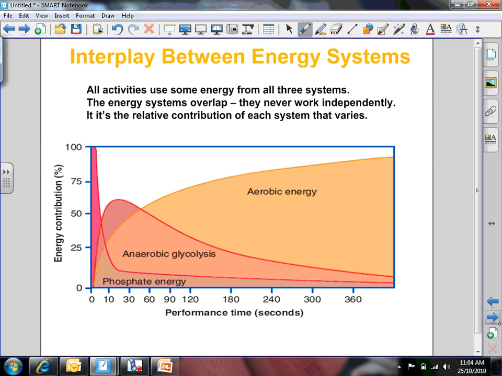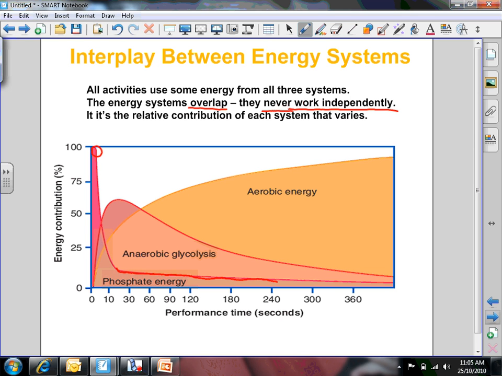Now, this graph looks more at the interplay of the energy systems, all three of them being used together. As you can see at the top, it does say all activities use some energy from all three systems. The energy systems overlap. That's really important. They overlap. They never work independently. They all work at the same time, and as you can see, even the phosphate energy system, once it's reached its peak, which is very early on up here, it even continues to function throughout the activity.